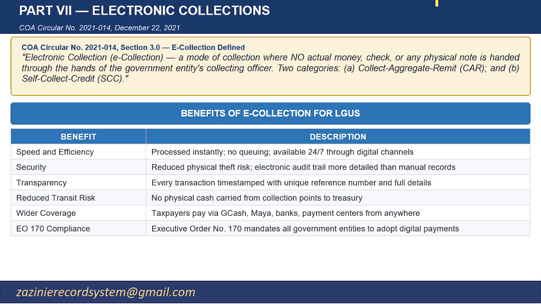Under self-collect credit, the government collects directly, and must issue an electronic official receipt immediately for every transaction. Critical warning. Collecting through GCash, Maya, or any digital platform without a written contract, a management representation letter, and a designated focal person violates this circular directly, exposing every transaction to potential disallowance. Next slide.